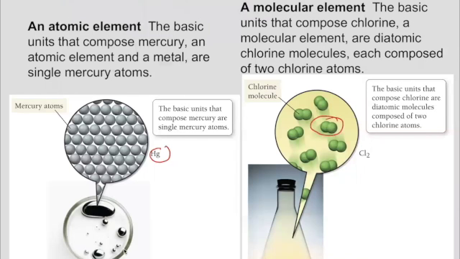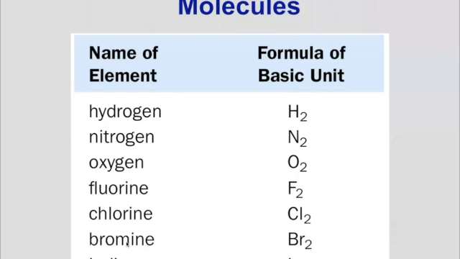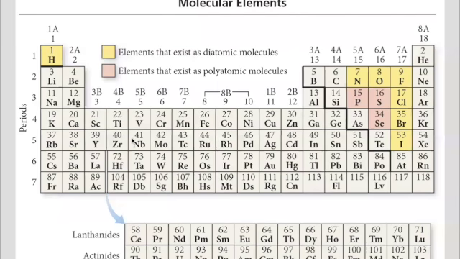Just to give you a recall, these are the 7 diatomic elements. We also have polyatomics. The polyatomics are going to be your phosphorus, sulfur, and selenium. Everything else, the ones in yellow, represents your diatomic elements. Notice that they're all non-metals. Okay, so be able to differentiate an atomic versus a molecular element.